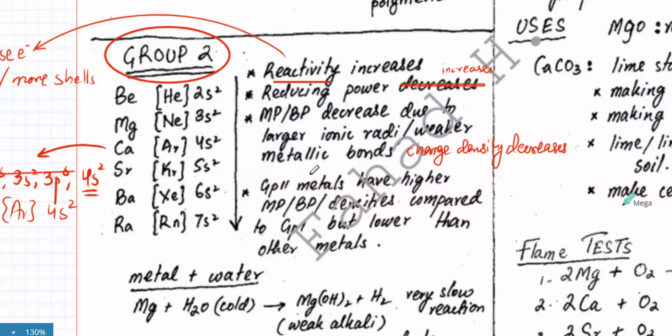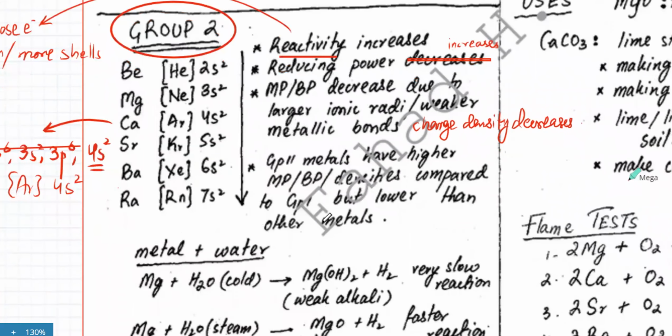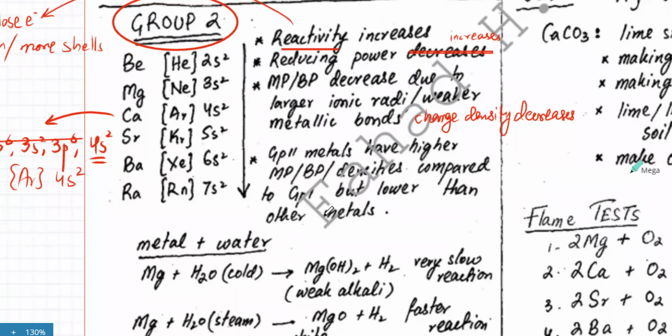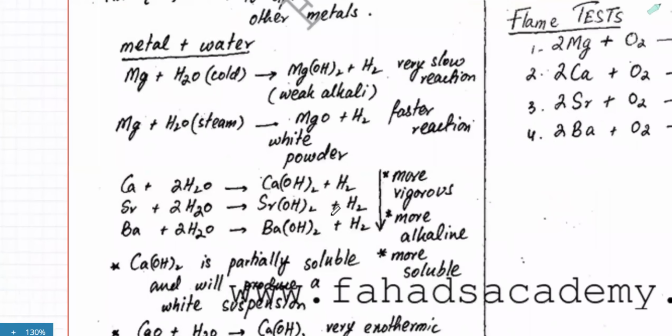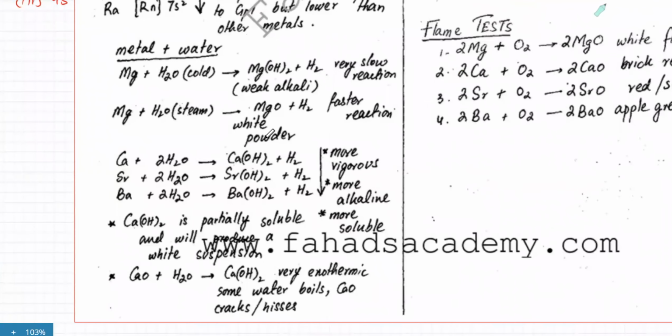Achha, so group 2 metals have higher melting and boiling points compared to group 1. Group 1 is not in our course, but group 1 had very low density. But anyways, group 1 is not in our course. But they do have higher densities relative to group 1. Now, the first thing is the reactions with water. Now, the reactivity is increasing down the group. So they're becoming more reactive. So the reactions become more vigorous.